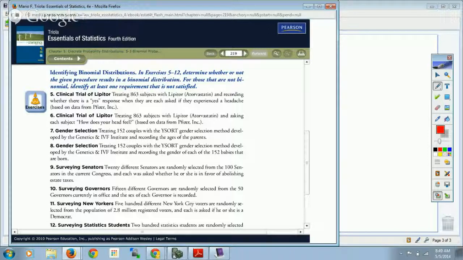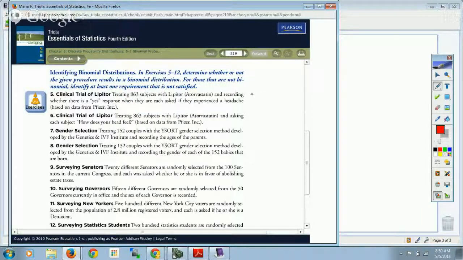Number 8, treating 152 couples with the Y-sort gender selection method, and recording the gender of each of the babies. Okay, so maybe if we consider gender, like females is a success and male is a failure, then that's good. If when we grab one of these 152 people, we don't replace them back into the sample, then we lost independence. So here we might argue that we're going to grab somebody and then we have 151 people left, changing the denominator of our probabilities, in which case we don't have independence. So that's probably not binomial either.